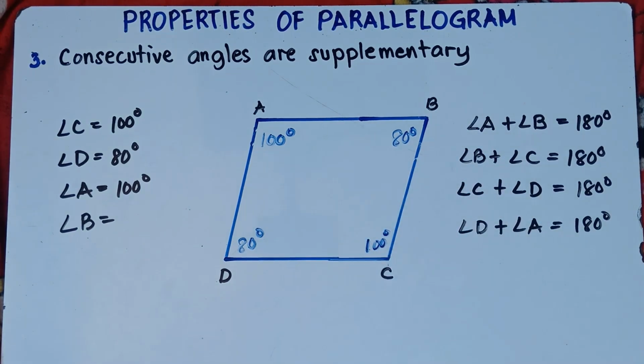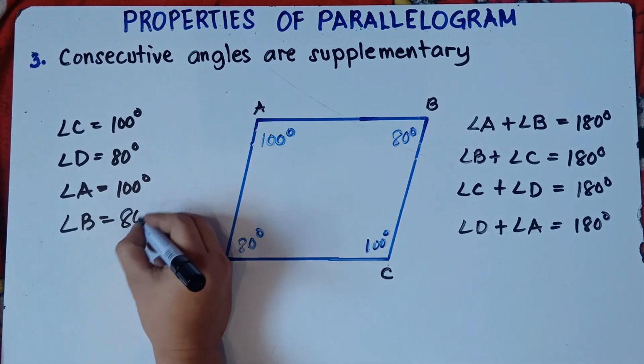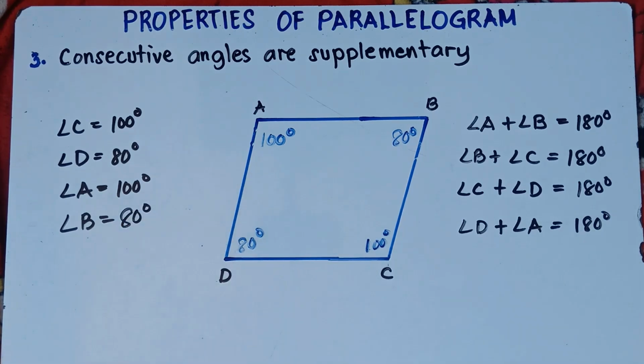So that's it, class, for the third property. Consecutive angles are supplementary. Easy, right? So angle B would be 80 degrees. Alright, so let's proceed to the fourth property.